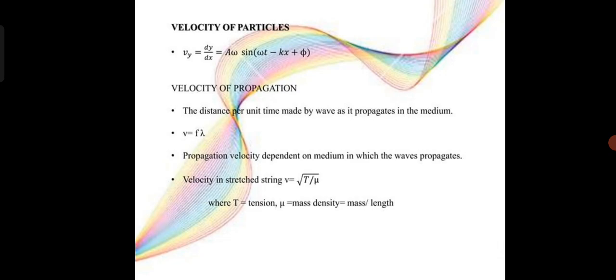And the velocity of propagation is the distance per unit time made by the wave as it propagates in the medium, where v equals f lambda. The propagation velocity depends on the density of the medium in which the wave propagates. The velocity on a stretched string is denoted by v equals under root T by mu, where T is tension and mu is mass density, or mass per length.